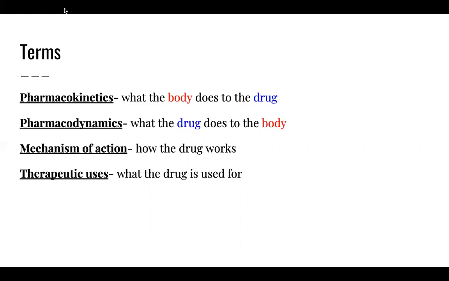The mechanism of action, and we'll talk about this throughout the course, is how the drug works. Ibuprofen works by stopping prostaglandins, which result in decreased pain. Next is therapeutic uses. This is why we use the drug. Ibuprofen we can use for headaches, we can use to decrease fever, we can use for musculoskeletal pain.